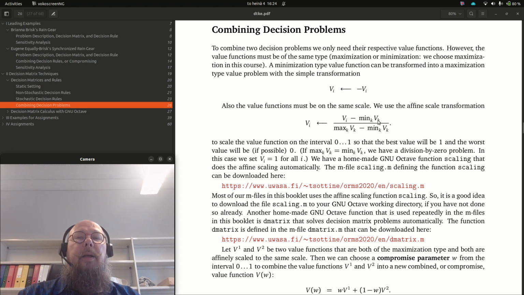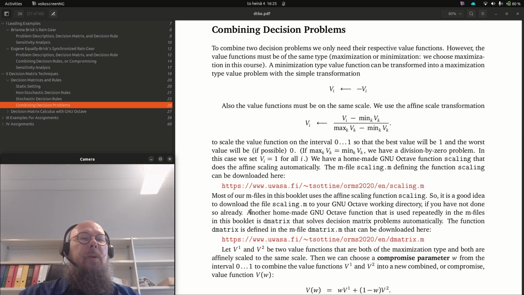And then in your exercises and assignments, you have to do this affine scaling when you compromise or combine the decision rules. For your convenience, I have written a GNU Octave function, scaling, that does this affine scaling automatically, and it can be downloaded here. So you don't have to do this scaling manually. There will also be some M files later on in these notes, and almost all of them use the affine scaling function, so it's a good idea to download the file scaling.m to your GNU Octave working directory now, if you haven't done so already.